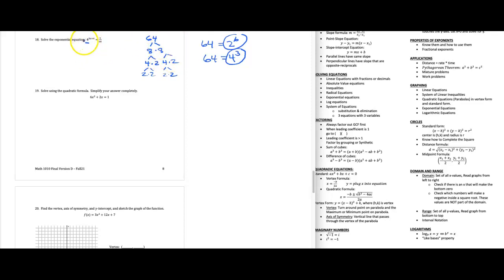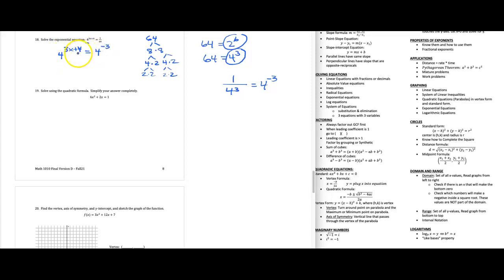Okay, but if we leave it as a base of 4, then I'd have 4 to the 3x plus 4 power, and then 1 over 64. Well, that's a fraction, right? So I really have 1 over 4 to the 3rd power. Well, in order to get that so it's not a fraction anymore, I need to flip it upstairs. It's positive downstairs, so when we flip it upstairs it becomes 4 to the negative 3rd power, which is what I want to have here so that my bases are the same.